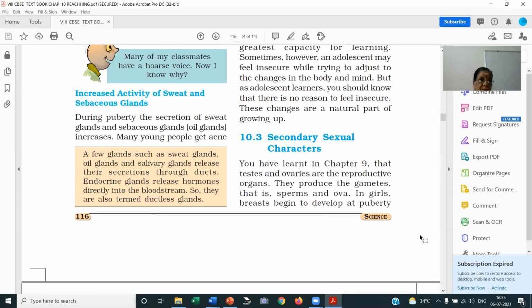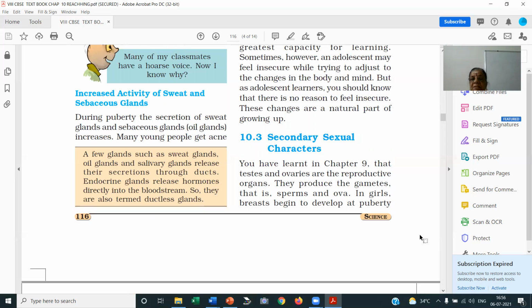As I say, humans exhibit sexual dimorphism, children as male and female separate. So for those differences, the secondary sexual characters are prominent. Testes and ovaries are the reproductive organs. They produce the gametes, sperm and ova.